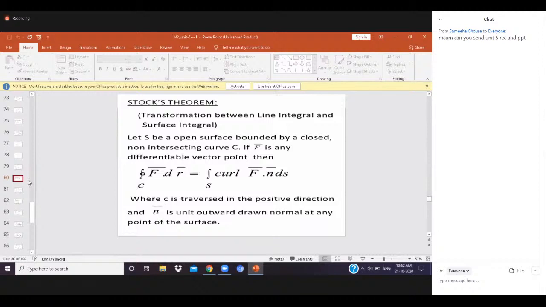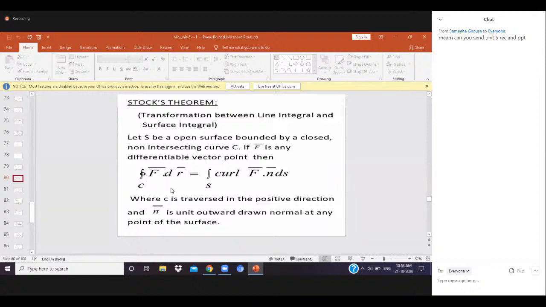Then integral over C F bar dot dr bar is equal to integral over S curl F bar dot n bar ds, where C is traversed in the positive direction. Positive direction is nothing but anti-clockwise direction, and n bar is the unit outward drawn normal at any point of the surface. Here also, the line integral is changing into a surface integral.